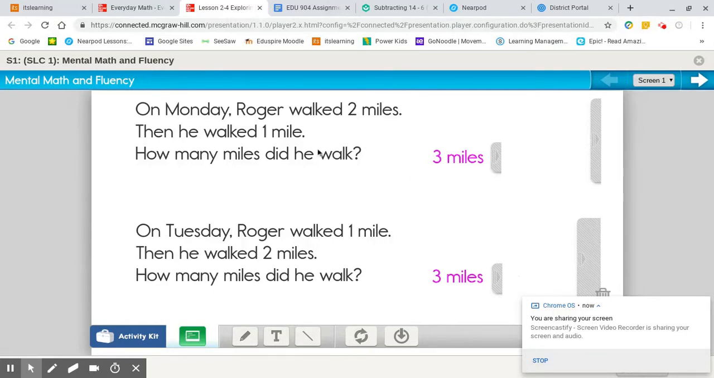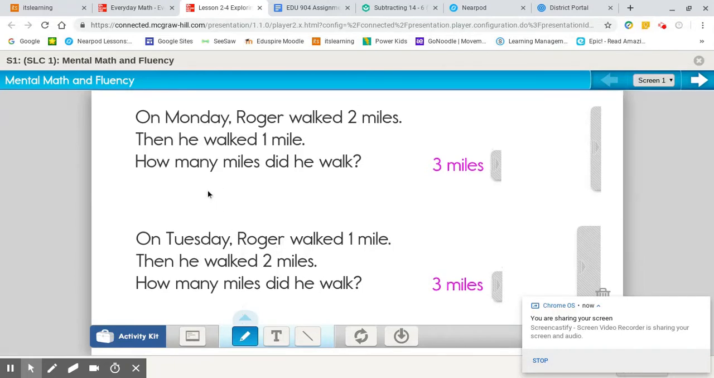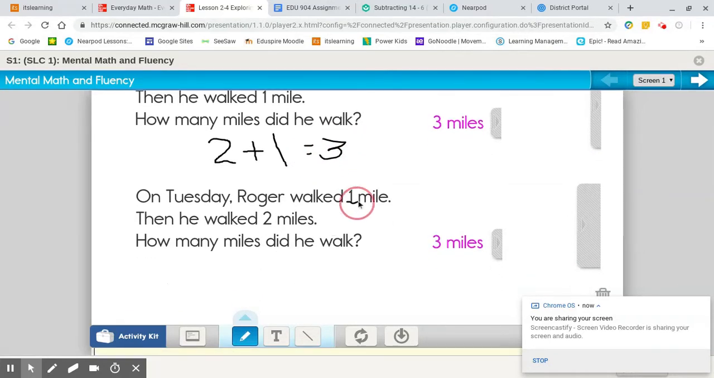I want you to think, why did you get the same answer for both problems? Was it easier to do the second problem after seeing the first? I want you to think about why that is. This is because of the turnaround rule. If you take a look at both problems, we're essentially adding the same thing together. In one problem, you're adding 2 plus 1 to get 3. In the other problem, you're going the opposite way, and you're starting with 1 plus 2 to get to 3.